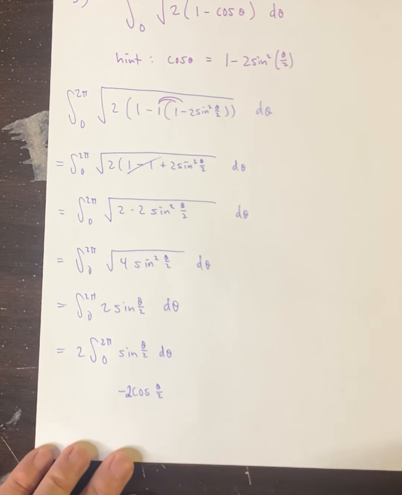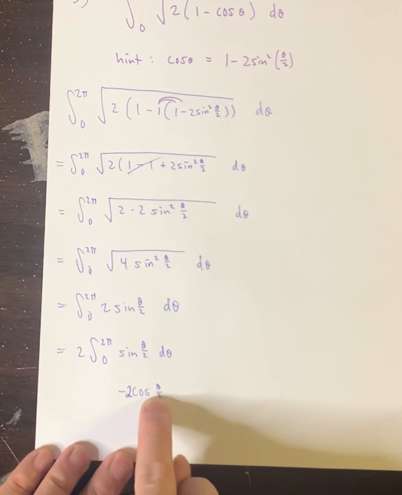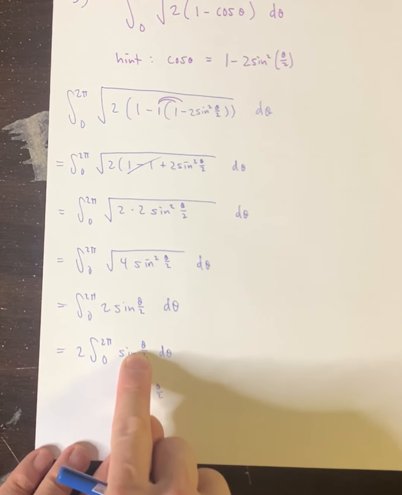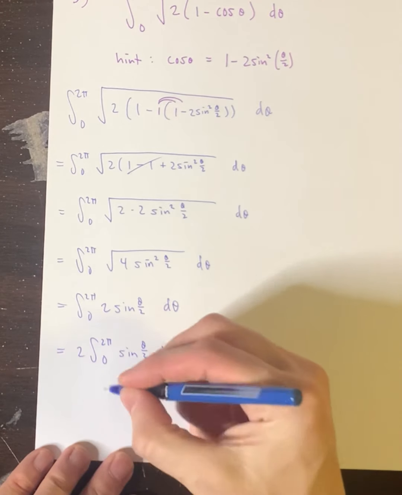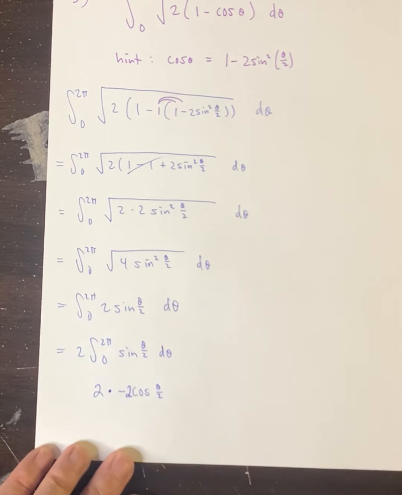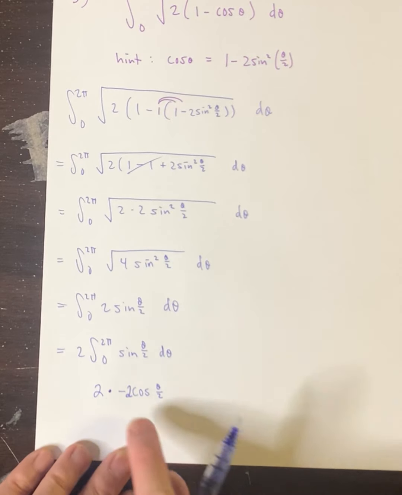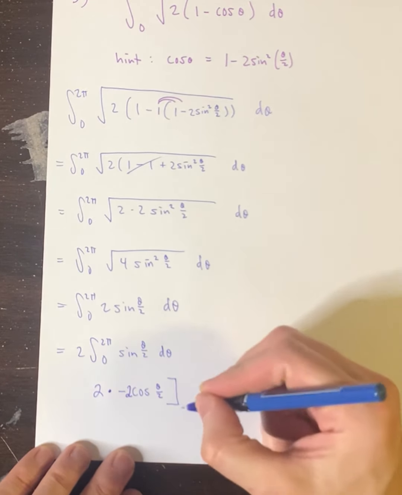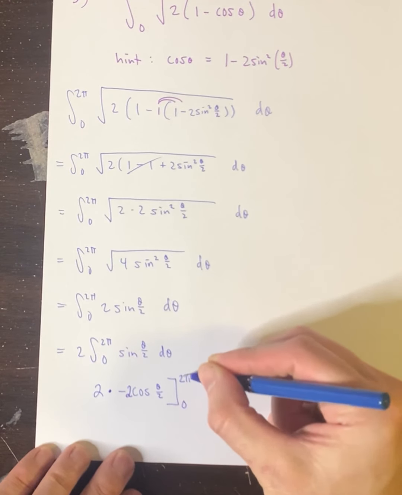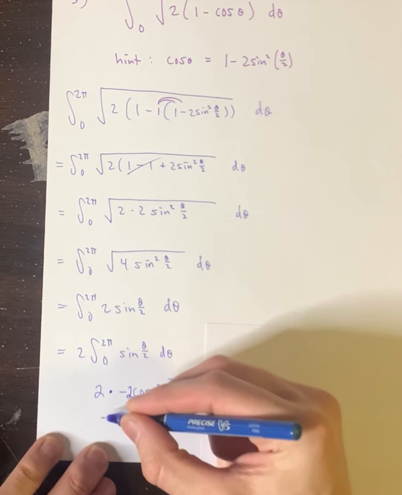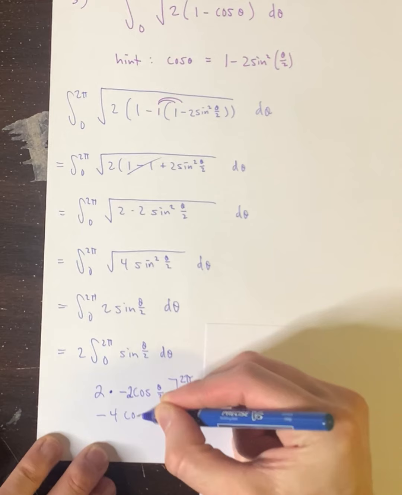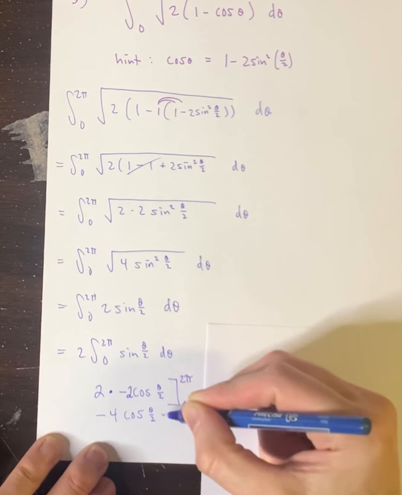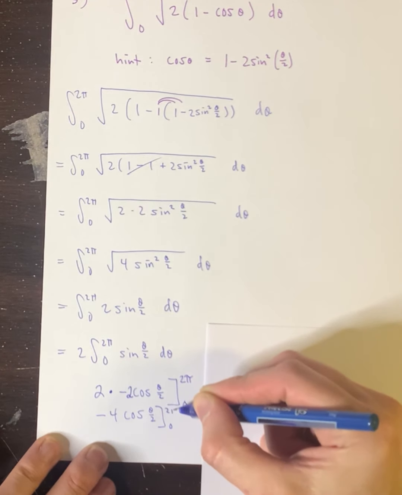You can work that out if you want to. This derivative is that. This derivative is that. However, there is still a 2 that is being multiplied in the front. And so this is the antiderivative of that, and we will evaluate it from 0 to 2 pi. And so this is basically negative 4 cosine of theta halves evaluated from 0 to 2 pi.